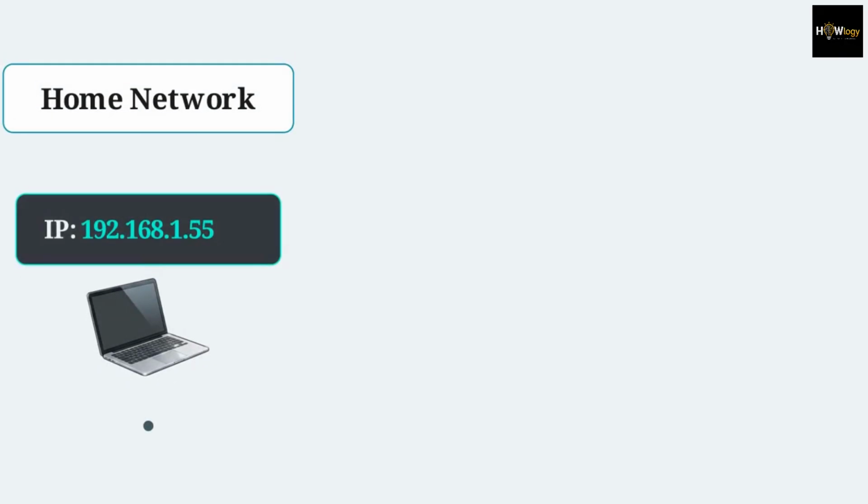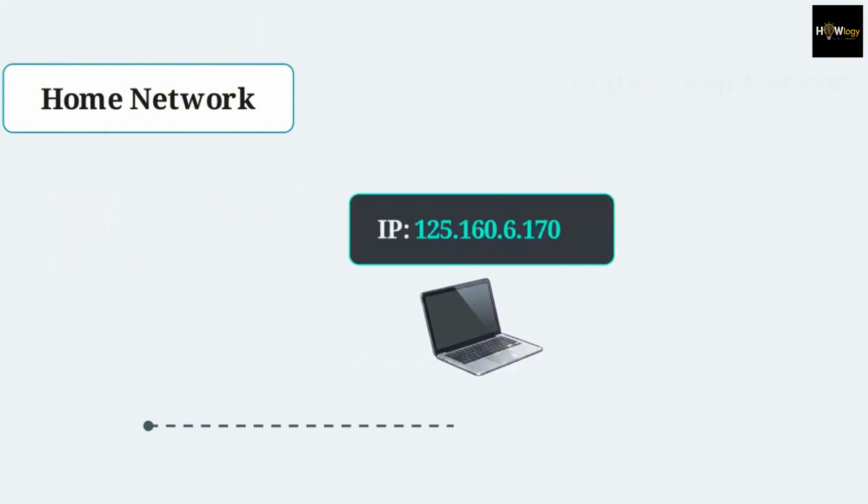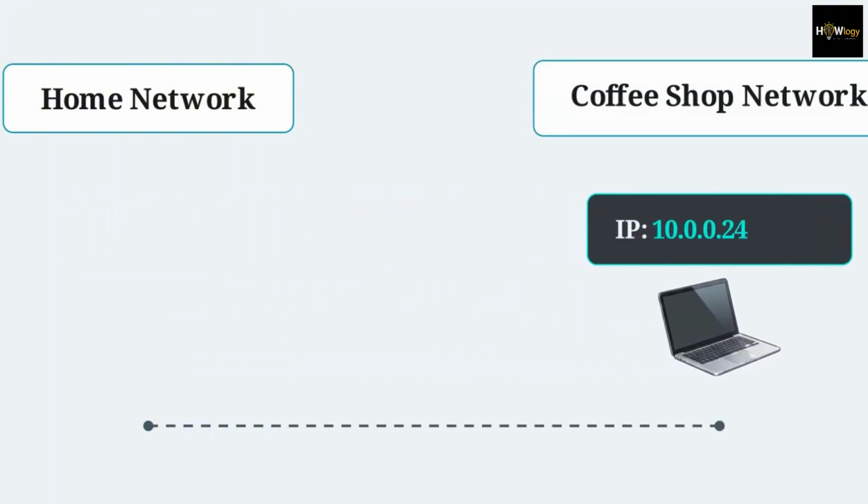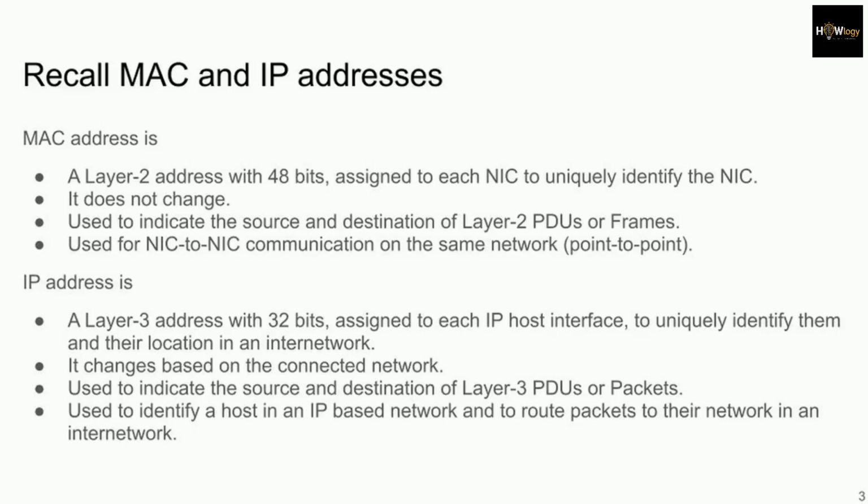Online communication relies on two different addresses. First is the IP address, your temporary digital location. When you move from your home Wi-Fi to a coffee shop, your IP address changes to reflect your new spot on the network map. This slide compares these addresses.